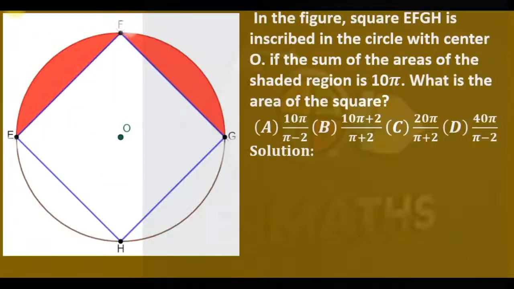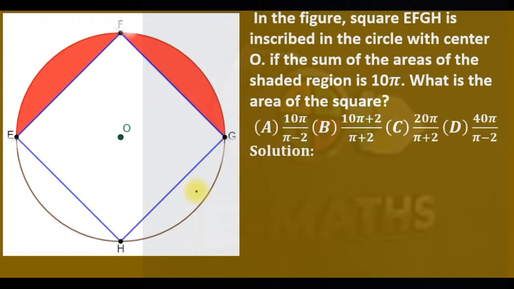Okay, we are asked to find the area of a square in the diagram given these 2 shaded regions. They said in the figure, square EFGH is inscribed in the circle with center O. If the sum of the areas of the shaded regions is 10 pi, what is the area of this square?